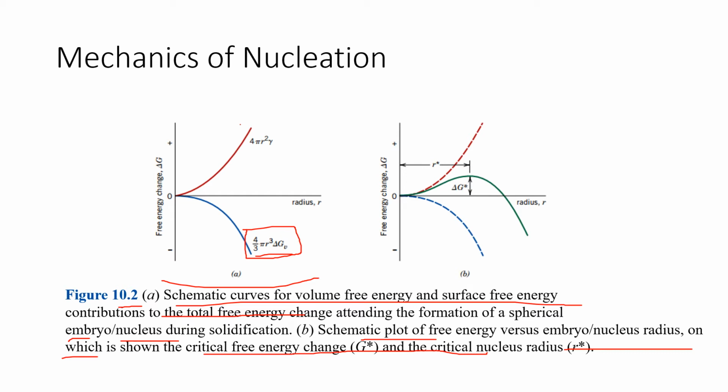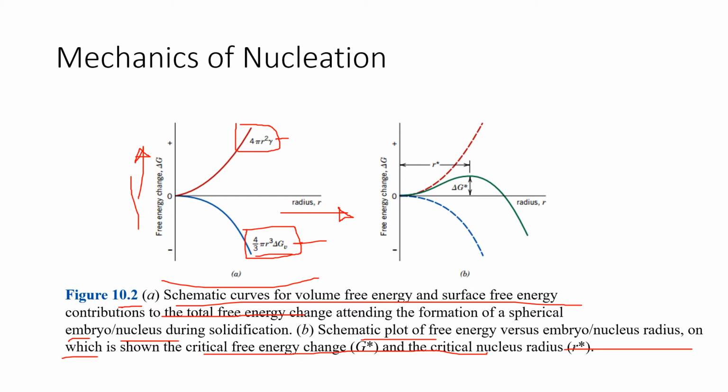The second term is 4 pi r square gamma. This is the second term energy. Over here the first term is negative, 4 by 3 pi r cube delta GV, while this term is positive. Horizontally the plot is for the radius, and vertically the free energy delta G is plotted.